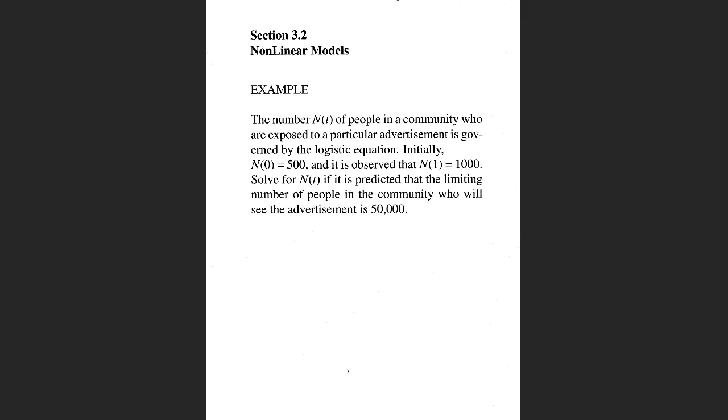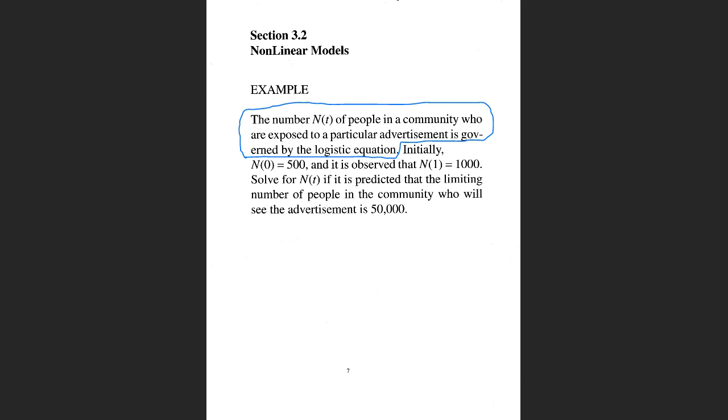Okay, now before you even copy this down, I want to focus on the first sentence here. It says that the number of people in a community who are exposed to a particular advertisement is governed by the logistic equation. Okay, that's a type of differential equation.